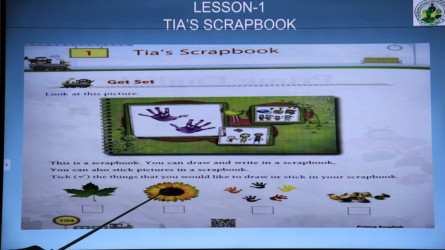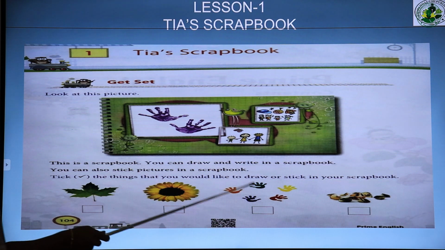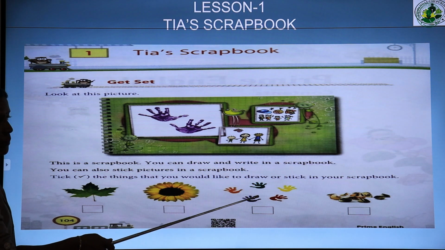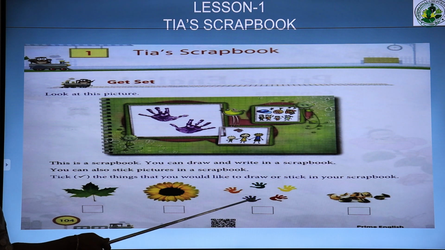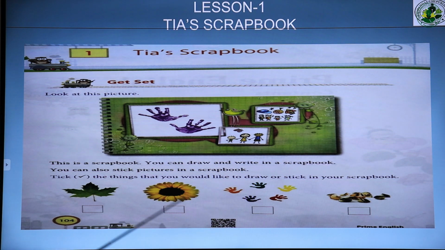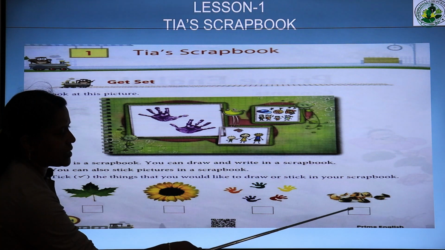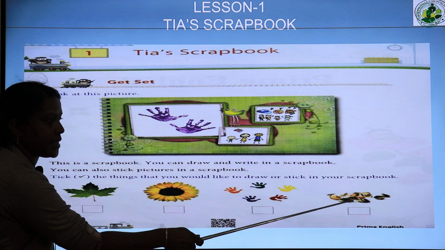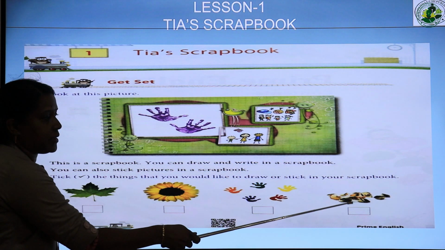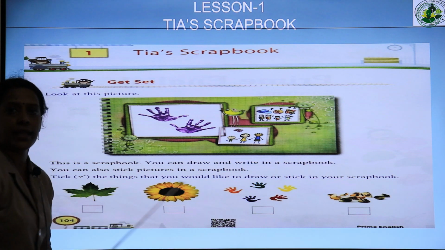Look here. Here we can see a flower. If you like to draw or paste the picture of a flower in your scrapbook, then put a tick mark here. Then look here. Can you see some fingerprints here? If you like to draw or stick the picture of these fingerprints, you can put a tick mark. Here also we can see the pencil sharpenings. If you like to draw or paste anything with these pencil sharpenings, you can put a tick mark.